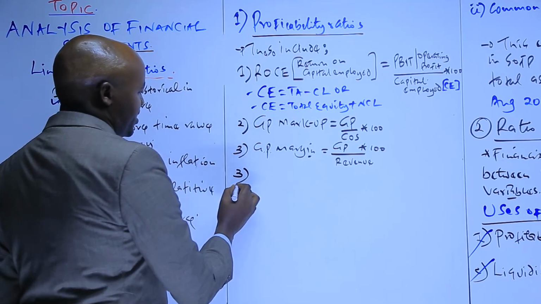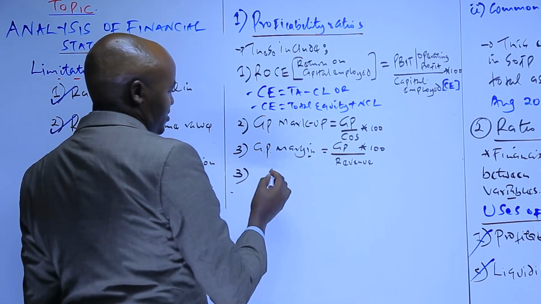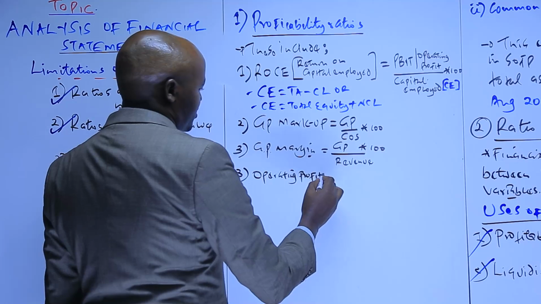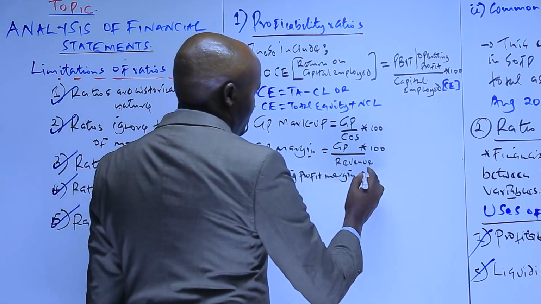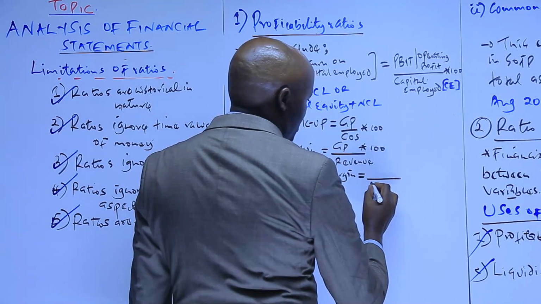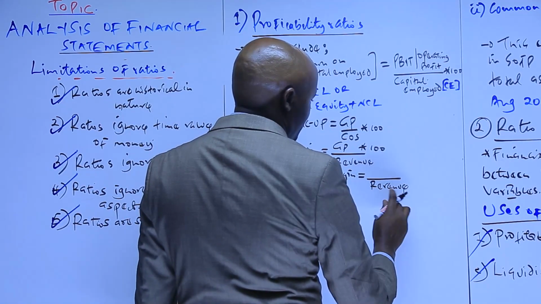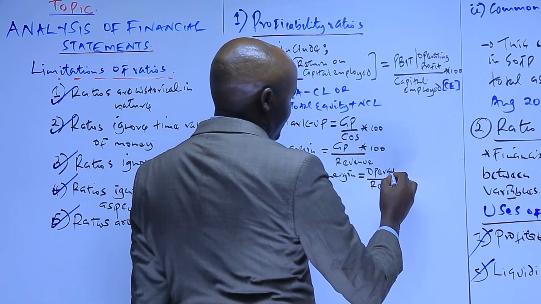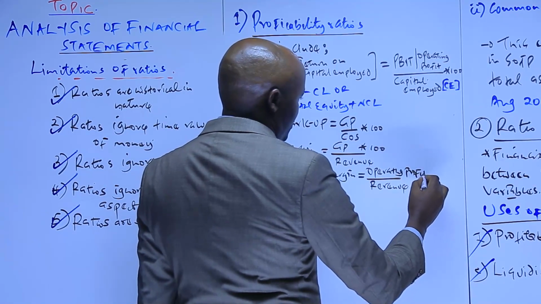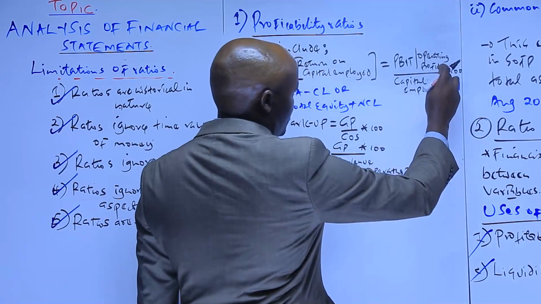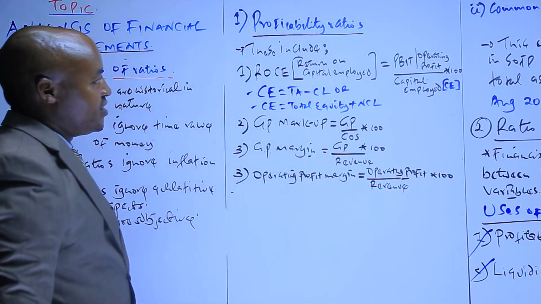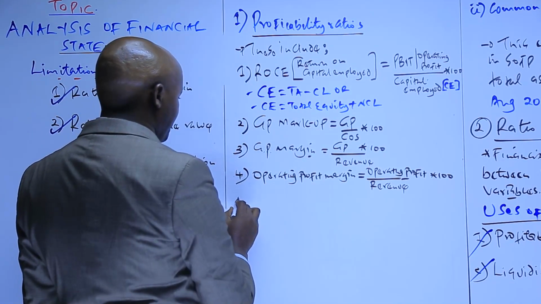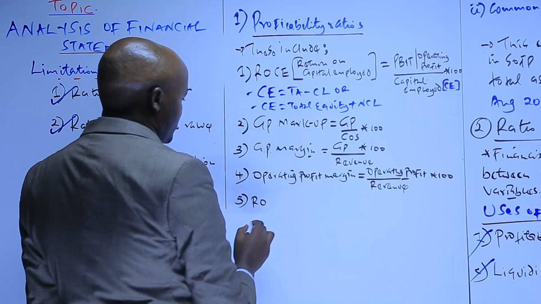The other profitability ratio is the operating profit margin. Equally, you can see the word margin here, meaning that in computing this ratio the denominator will be revenue and the numerator will be operating profit. You have to recall that we have said operating profit is known as PBIT, profit before interest and tax. So the other profitability ratio, number 4, is the return on equity.